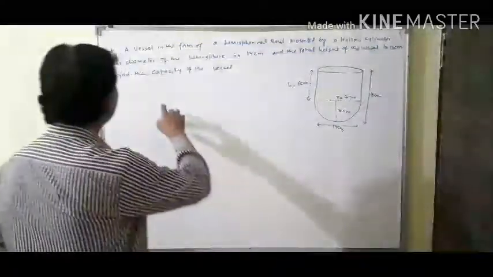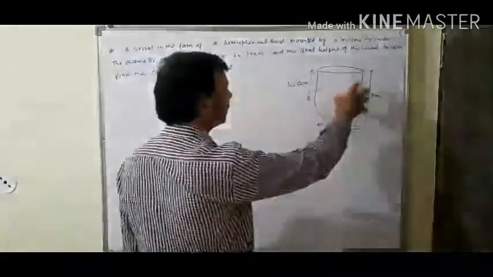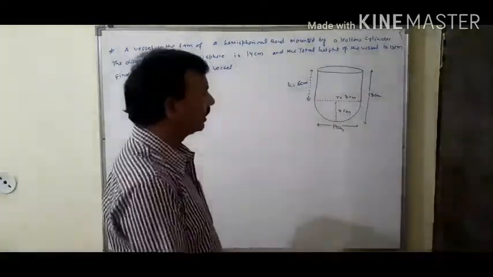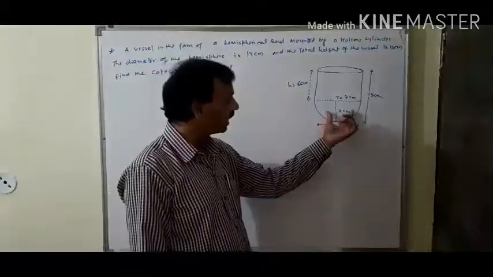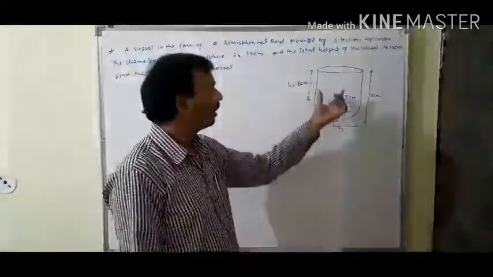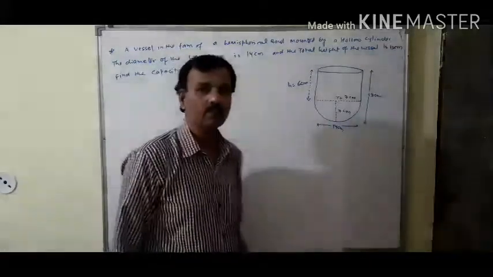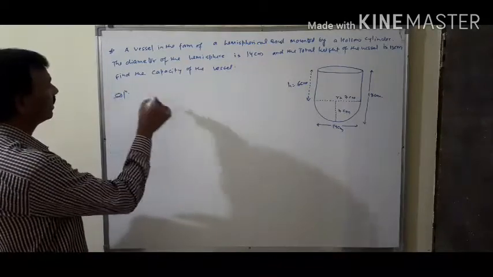Now the question asks to find the capacity of the vessel. Then what is the capacity of this vessel? The capacity of this vessel is equal to the capacity of this hemispherical portion plus the capacity of this cylindrical portion. Now we write here the solution.